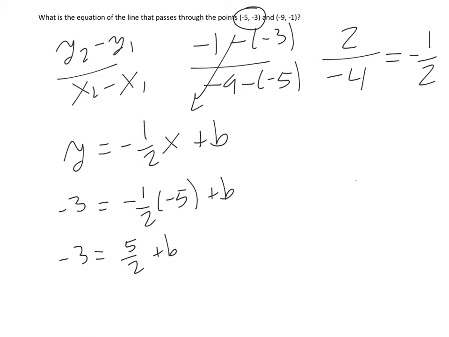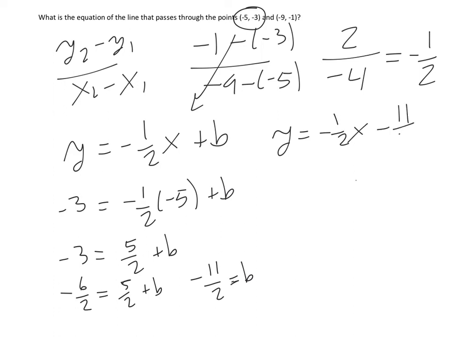So I know I'm going to have to subtract 5/2. Before I do, I want to convert negative 3 into halves. So I say, okay, there's 2 halves in every 1, so this would be negative 6/2 if we figured it out, equals 5/2 plus b, right? 6 over 2 is 3. So I have to subtract 5/2 from each side. So when I do that, I get negative 11/2 equals b. Right, so now I go back to my original equation. I think it's y equals negative 1/2 x minus 11 over 2.